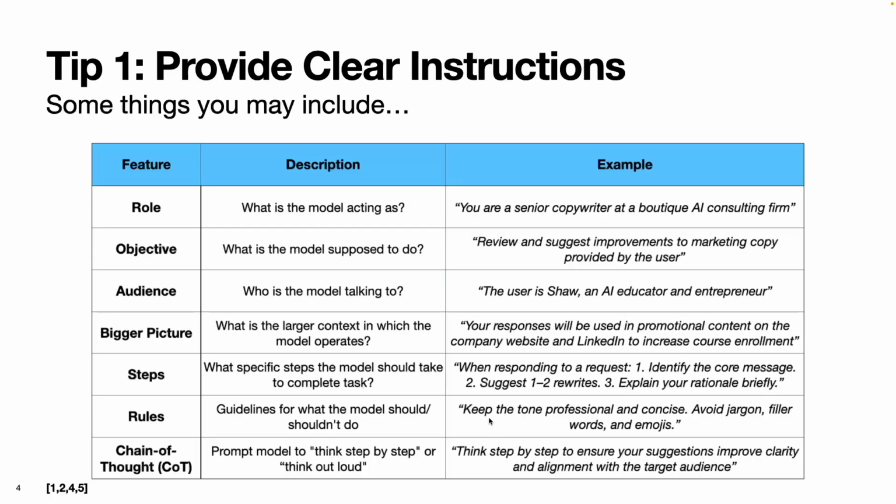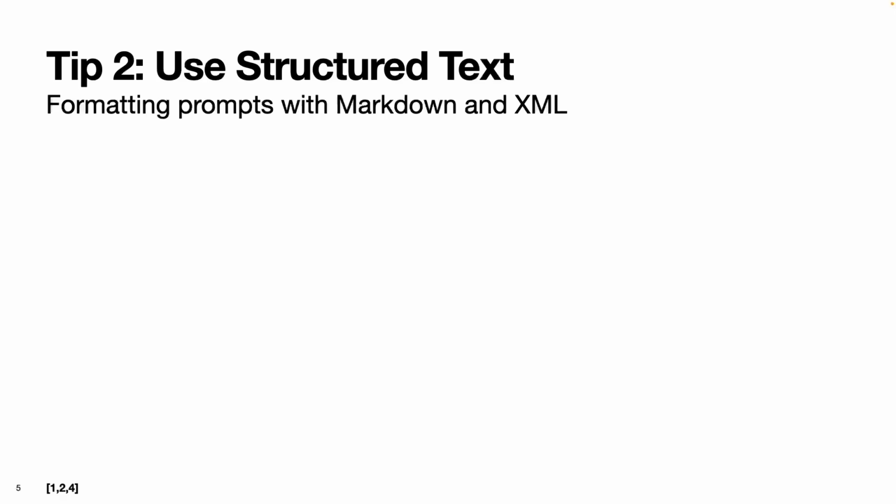Then some rules to follow. Keep the tone professional and concise. Avoid jargon, filler words, and emojis. Finally, telling the model to think step by step to ensure your suggestions improve clarity and alignment with the target audience. Obviously, these are just short snippets, and a larger prompt would be more involved, as we'll start to see in the following slides. The next tip is to use structured text.